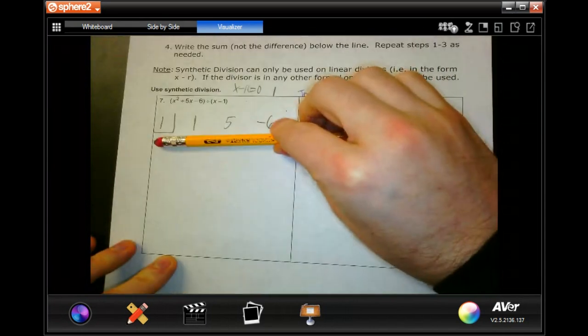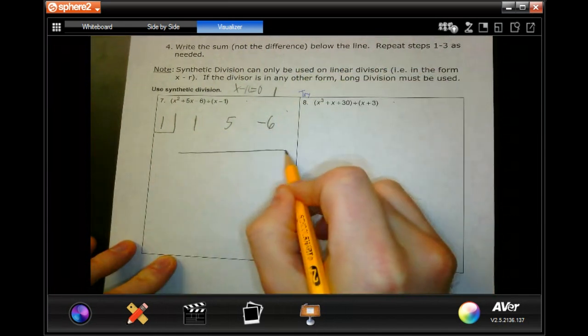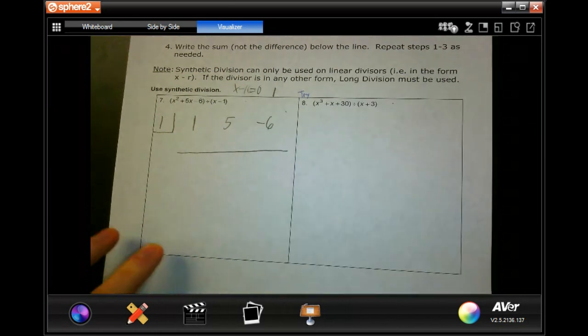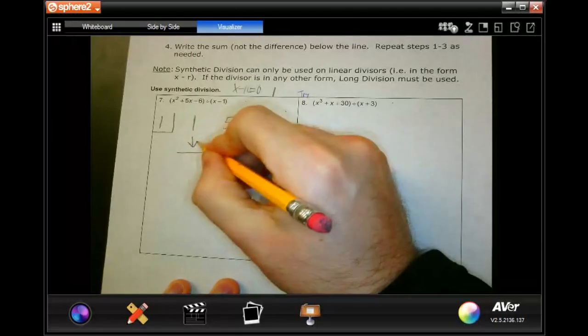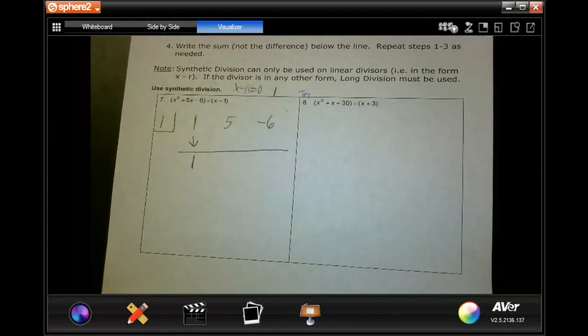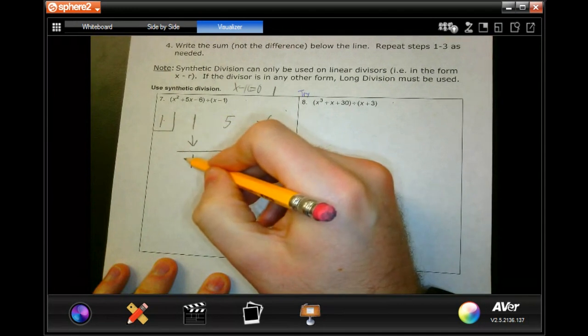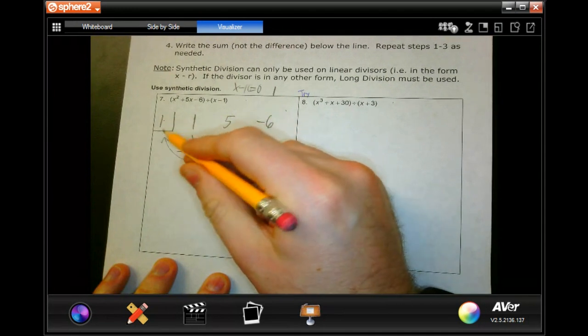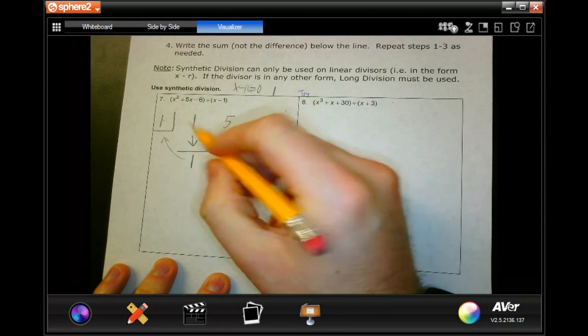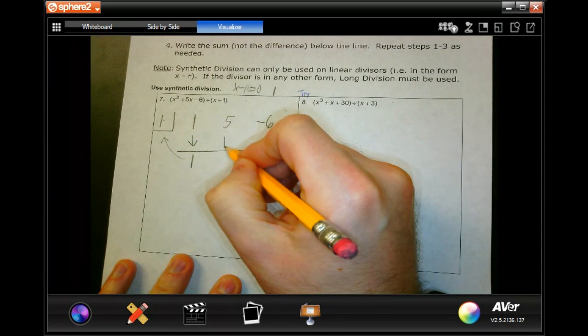Leave some space, okay, leave like a half inch of space here to write. Okay, and watch what I'm going to do. I'm going to drop down the 1 right here. I'm going to do 1 times 1, and that's going to be 1, of course. And I'm going to put the answer right here.